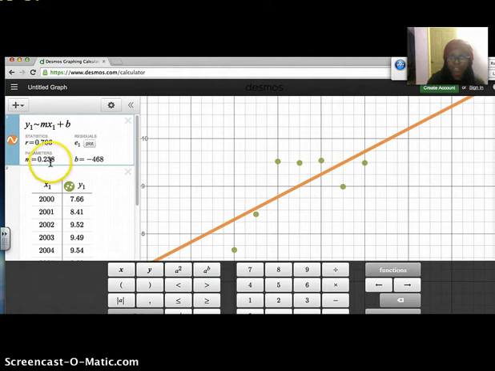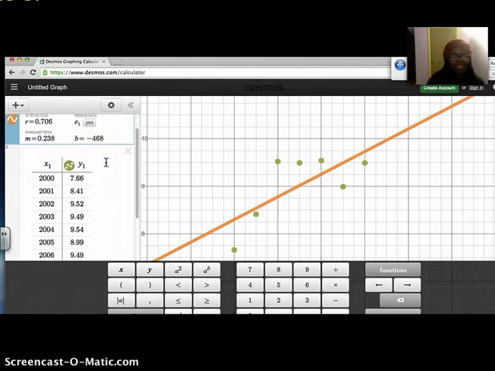So the slope would be 0.238, and the y-intercept would be -468. I don't know, I'm just really excited. So we have another one that we need to do. This is it. This is your equation.